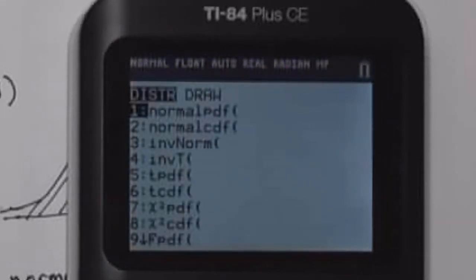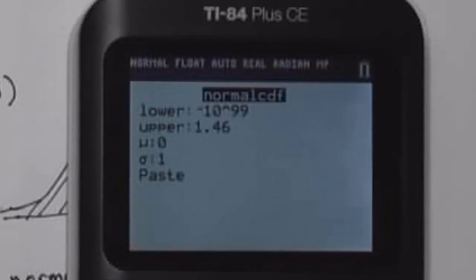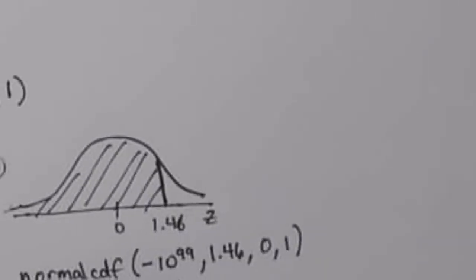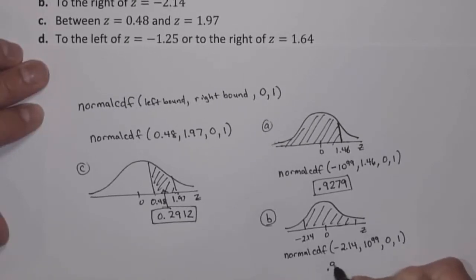So second distribution, normal CDF. Our left bound is negative 2.14. Our right bound is 10 to the 99th power. Our mean and standard deviation are 0 and 1. So if I paste, I get a result of 0.9838 when rounding to 4 places. So 0.9838 is that area.